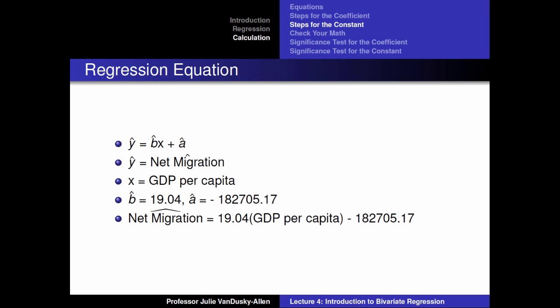So, using our estimates for b hat and a hat, our regression equation is net migration hat equals 19.04 times GDP per capita minus 182,705.17. Note that although we add a hat up here, we are subtracting the number here because the a hat was negative.